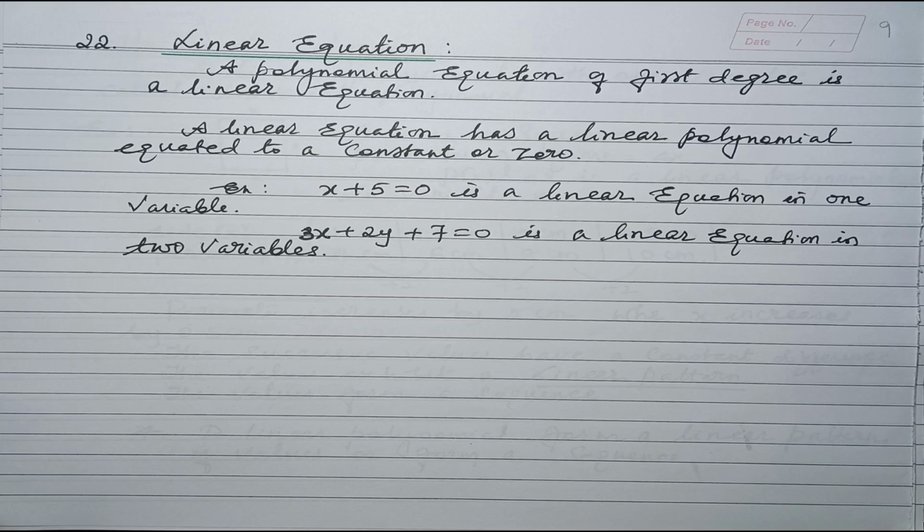So also in a linear equation there is a linear polynomial in it. There is an LHS, there is an RHS, there is an equal to sign. The only thing is that the RHS will generally be a constant or 0. So therefore a polynomial equation of first degree is a linear equation. A linear equation has a linear polynomial equated to a constant or 0. For example, x plus 5 equal to 0 is a linear equation in one variable, and 3x plus 2y plus 7 equal to 0 is a linear equation in two variables.